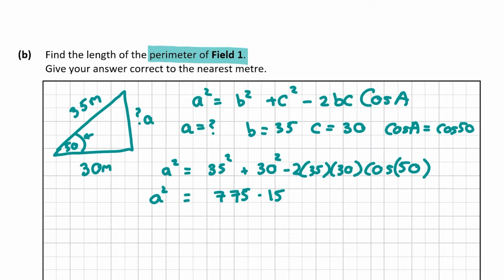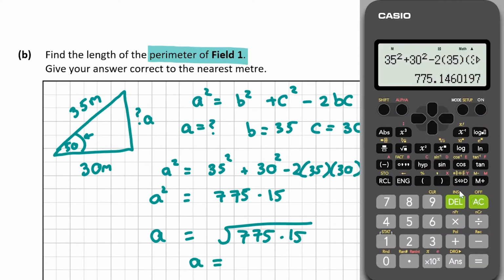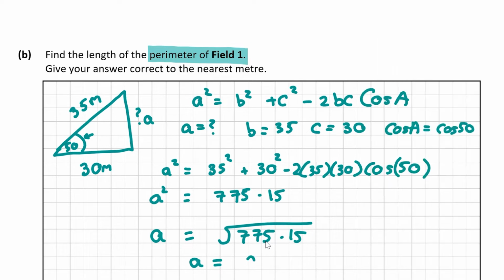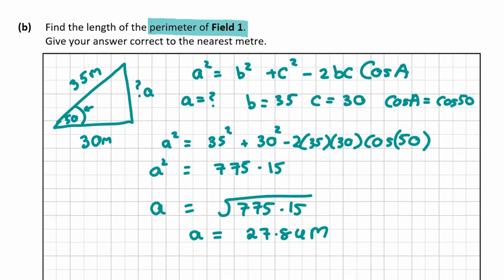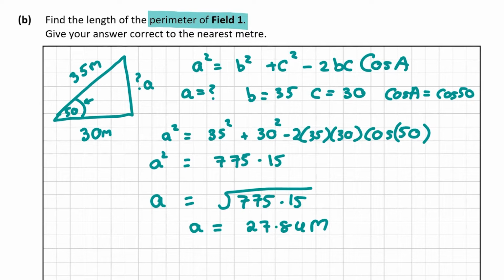So the square root of a squared is just a, is equal to the square root of 775.15. And let's put this into the calculator. And that gives us an answer of 27.84 meters. Okay, now be careful to realize that you're not finished because we're not just asked to find the length of, I think it's BC here, you're asked to find the perimeter of field 1. And you're asked to give your answer correct to the nearest meter, so we can write A as 28 meters.